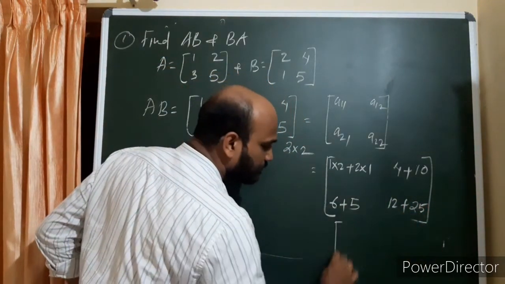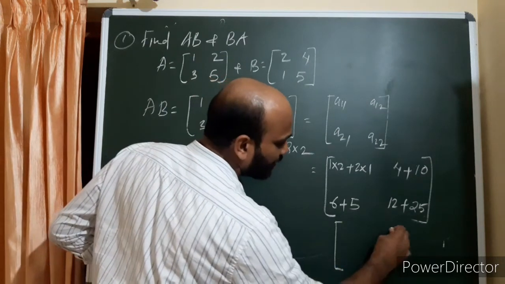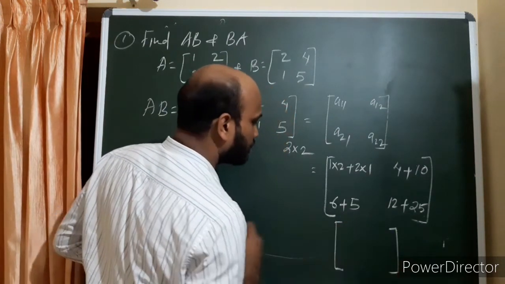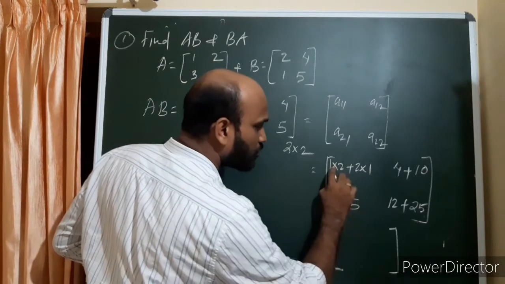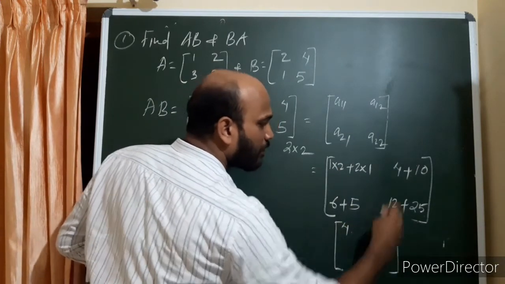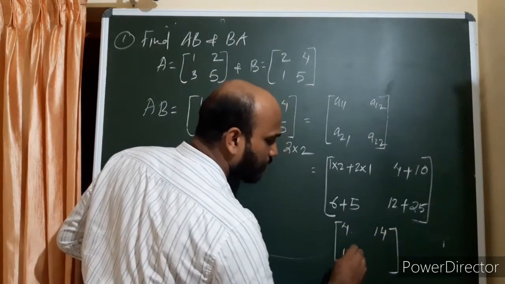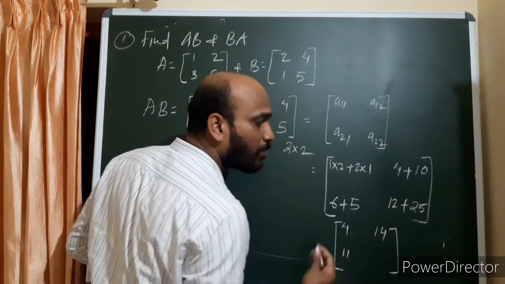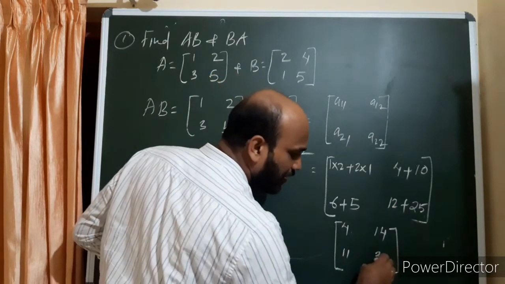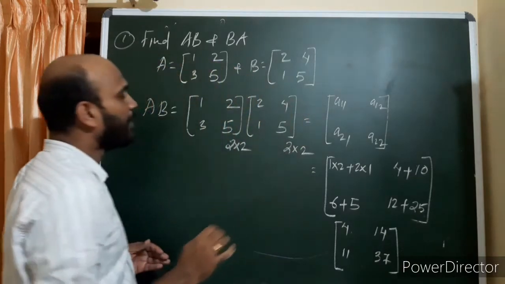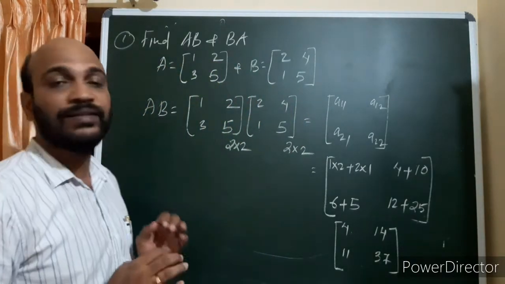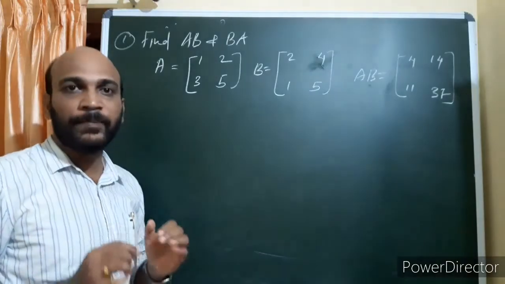So what is the answer? Answer I will write here. That is 2 plus 2, 4, we get 14, 11, then 12 plus 25, it is 37. So AB equal to 4, 14, 11, 37. Now we will find BA.